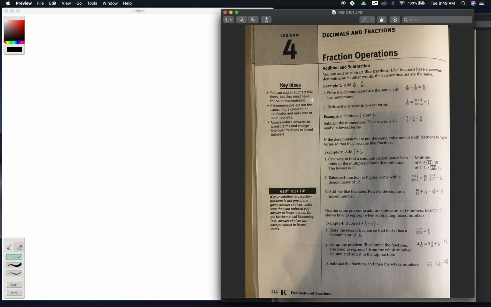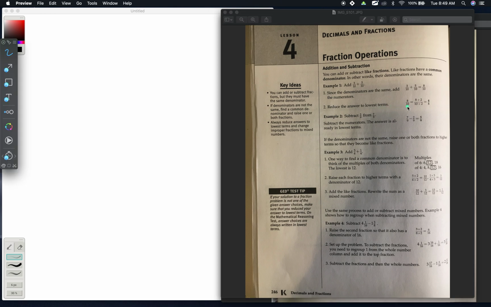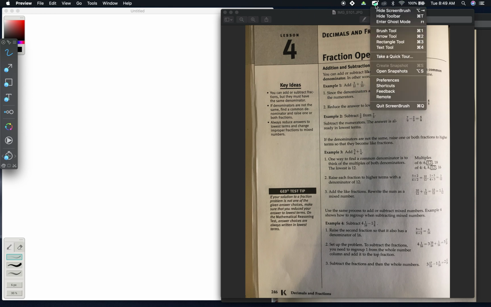So a common denominator is the denominator, see the 10 there? Say we add 3 over 10 plus 5 over 10, so the denominators are both the same, 10 and 10. Whereas this one, for example, could be a 5 or some other number. That would be a denominator that's not the same. Okay.